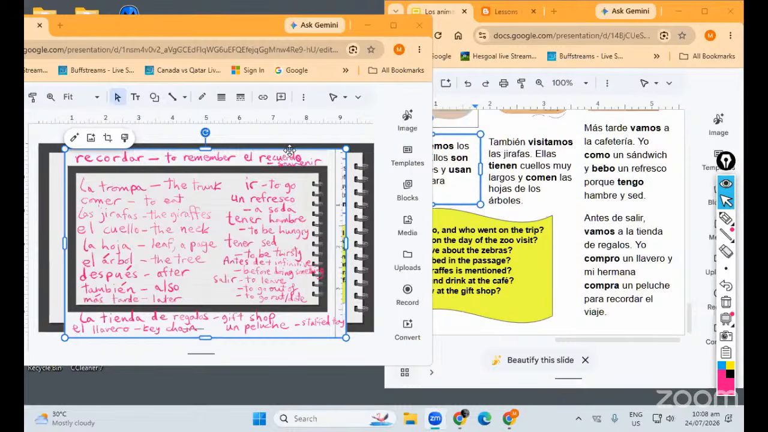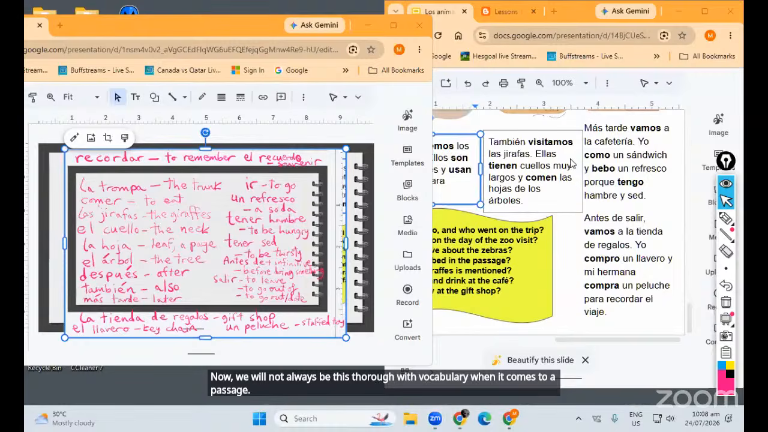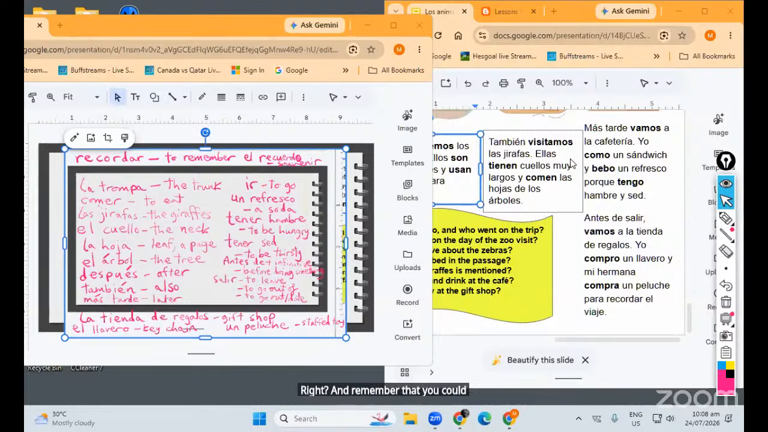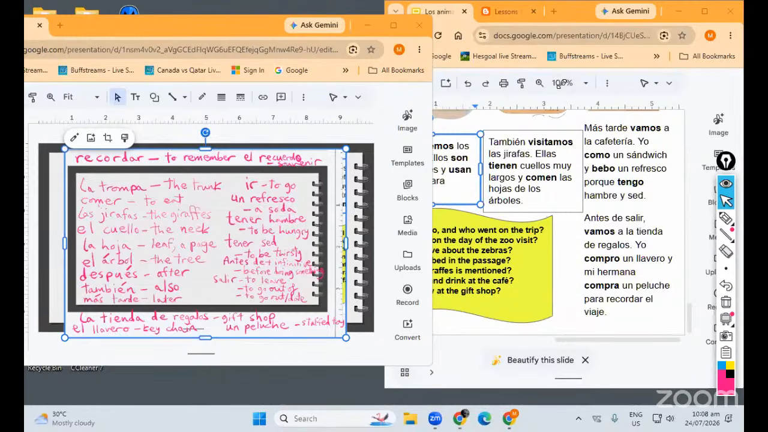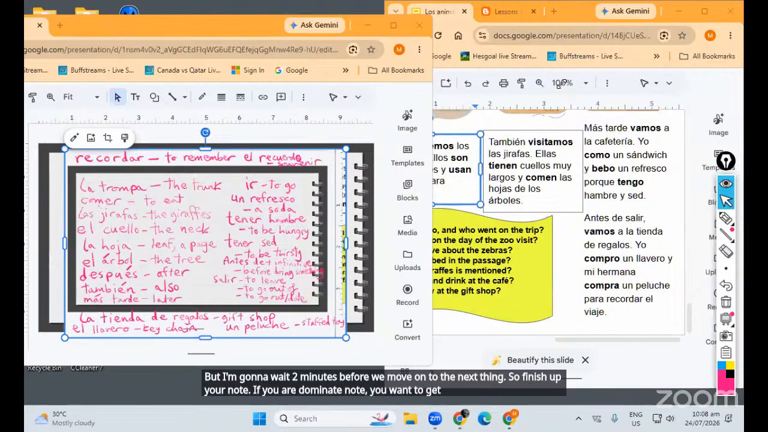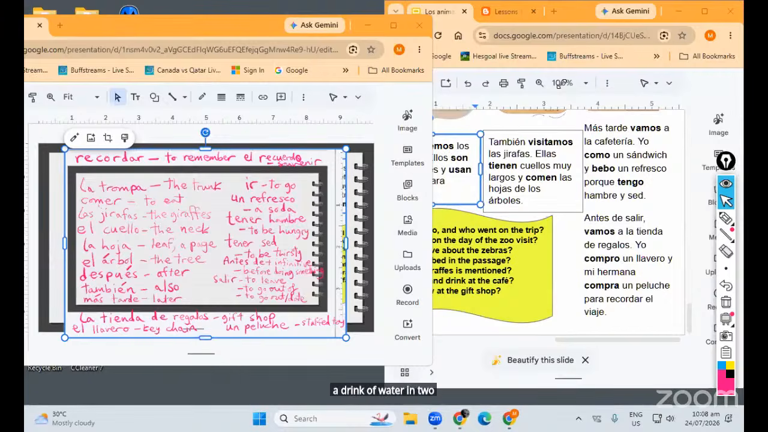Now, we will not always be this thorough with vocabulary when it comes to a passage, right? And remember that you could come back to the PowerPoint to get the notes if you don't finish. But I'm going to wait 2 minutes before we move on to the next thing. So finish up your note. If you are done with the note, you want to get a drink of water within that 2 minutes. You want to do 25 jumping jacks within that 2 minutes, go ahead, right? I'm going to wait 2 minutes to continue.